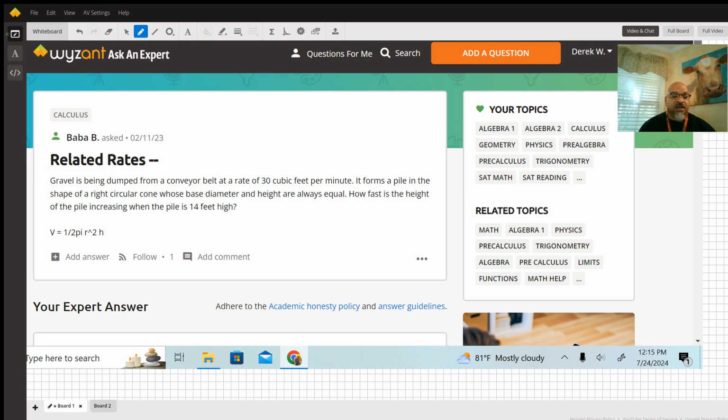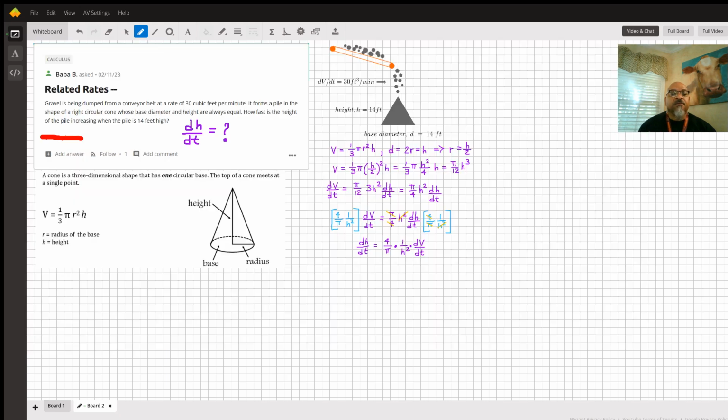14 feet high? Okay. And one of the first things that I notice is that the formula for the volume here is incorrect, but we'll take care of that. All right. So let's go over here to board 2 and let's see what's going on.